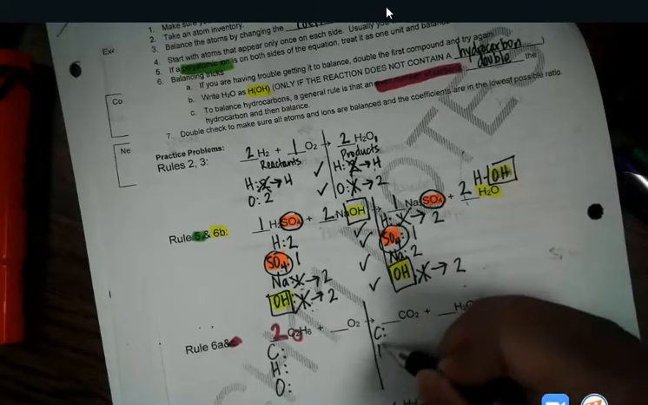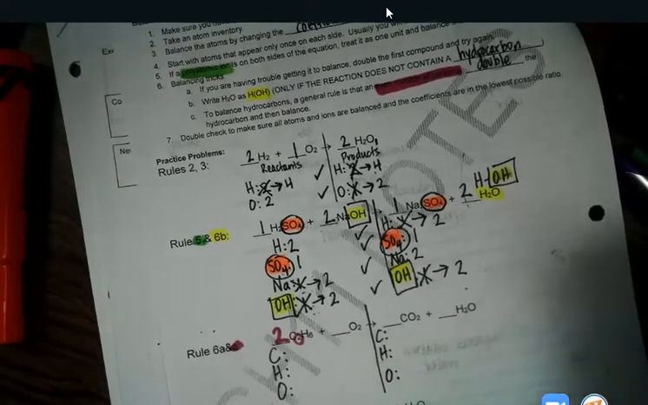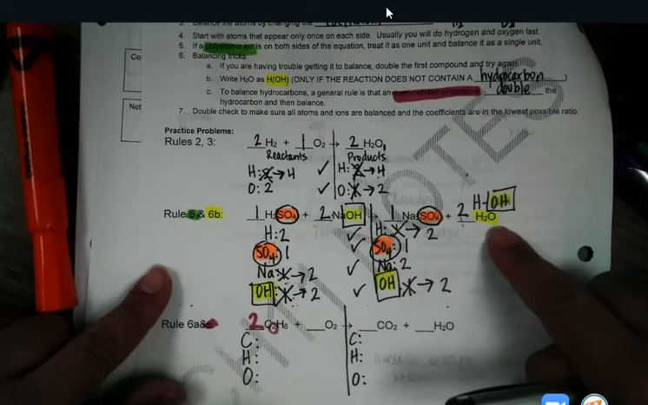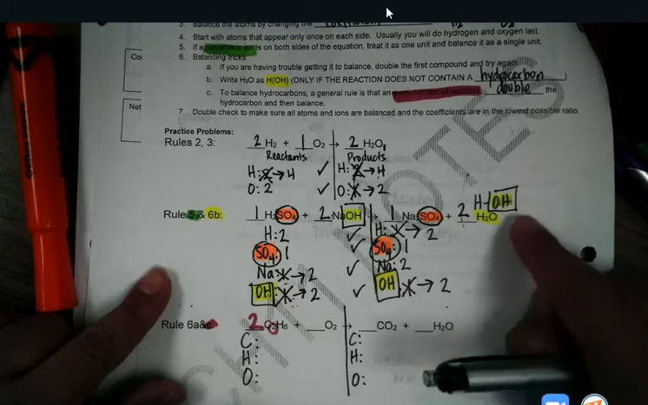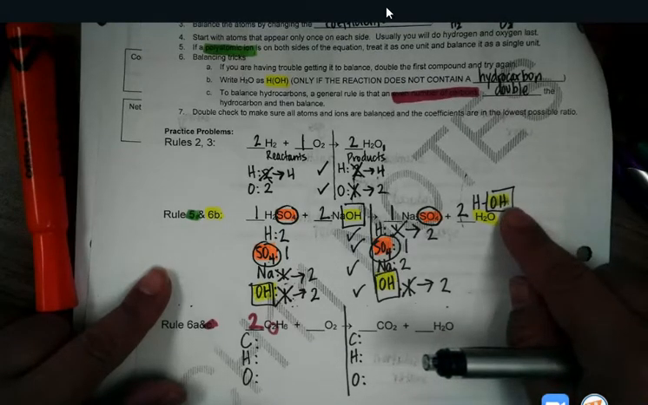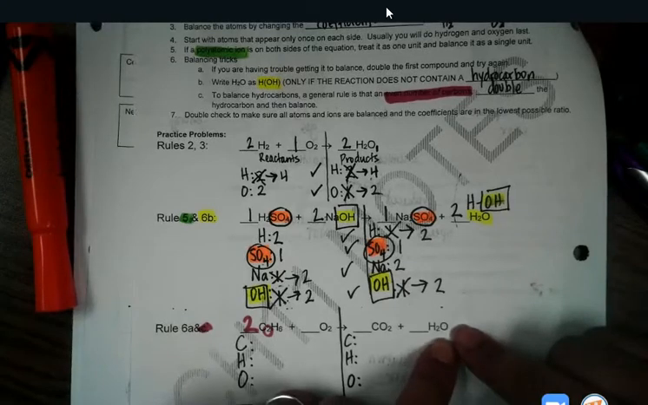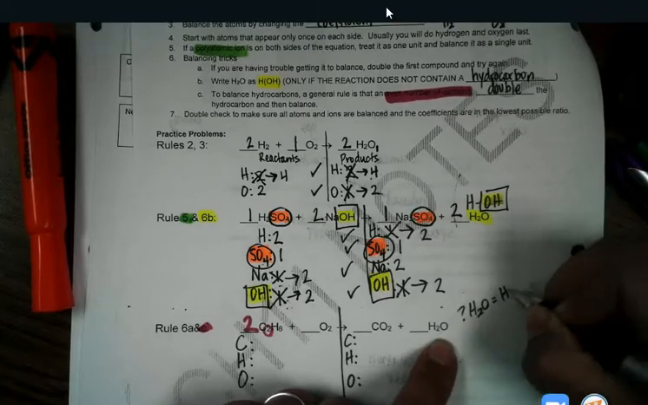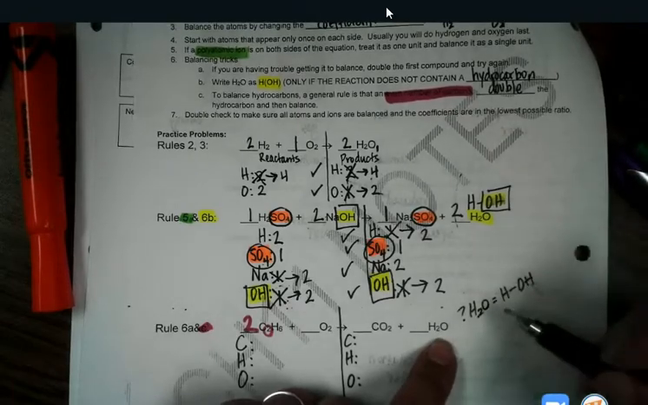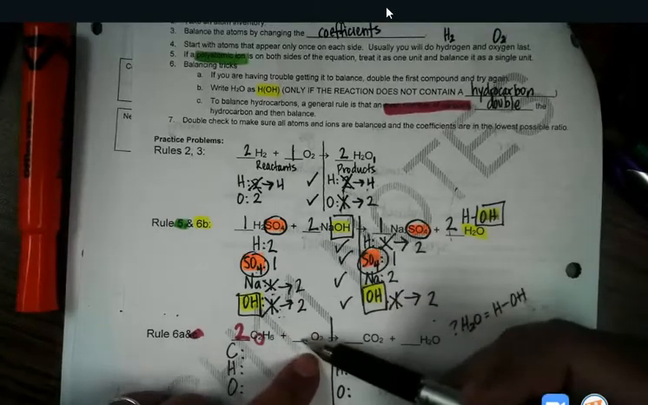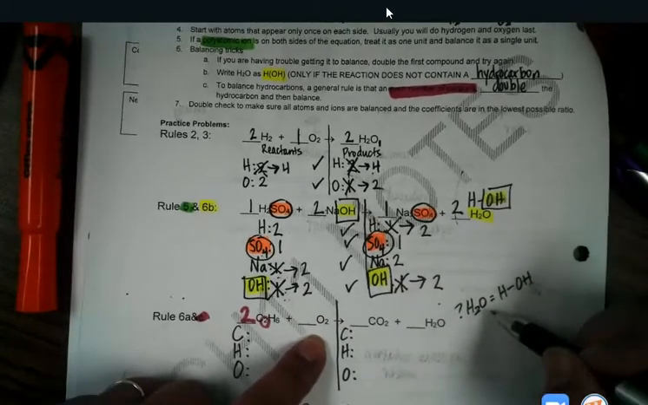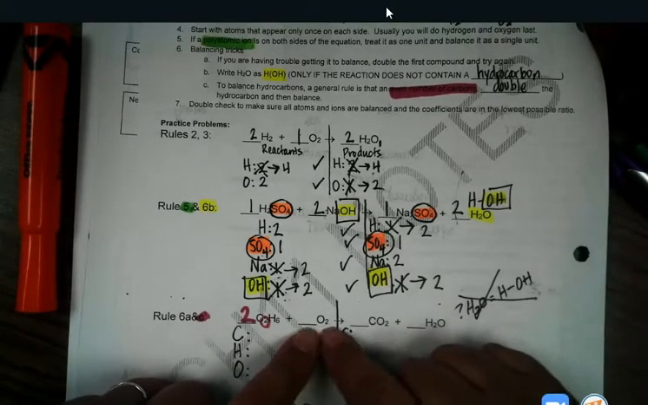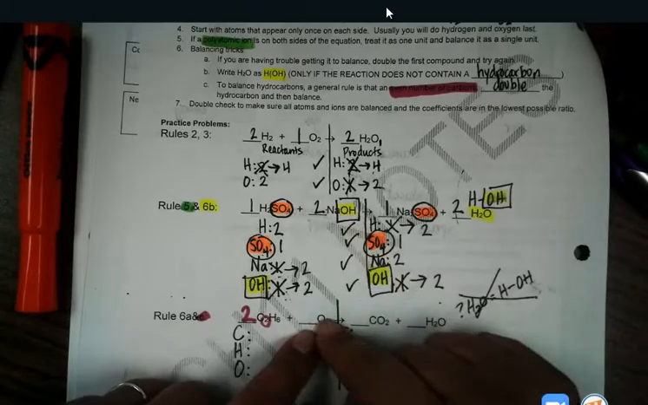Same elements here, C, H, O. Now you might say, here's H2O, right? Should I separate H2O into HOH? Well, remember, I don't want to separate H2O into HOH unless there's OH on the left side. So should I separate this H2O into HOH? No. And the reason why is because there's no OH like there is in this one on the left side.